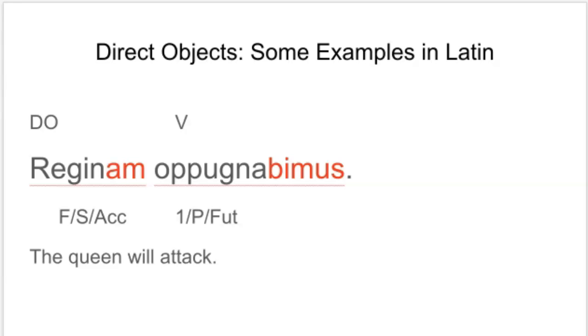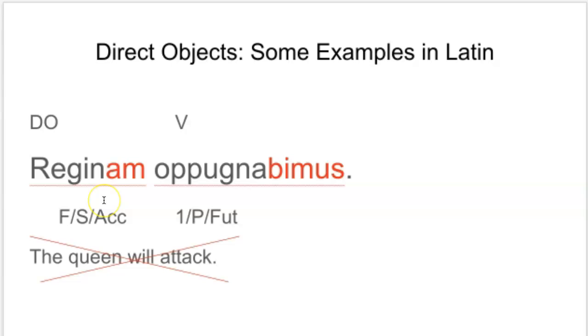But the third, the one that happens all the time in Latin, is do not presume that the first word of the sentence is the subject of the sentence simply because it's the first word. Remember, friends, case tells us the noun's job in the sentence. Reginam is not the subject of the sentence. It's our direct object. We don't have a subject here.